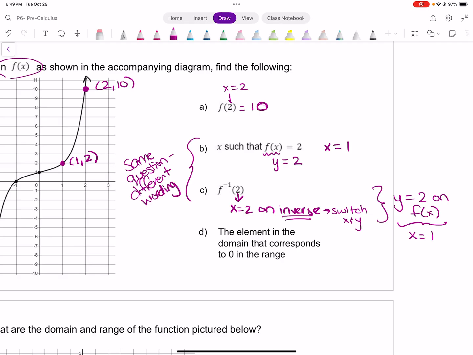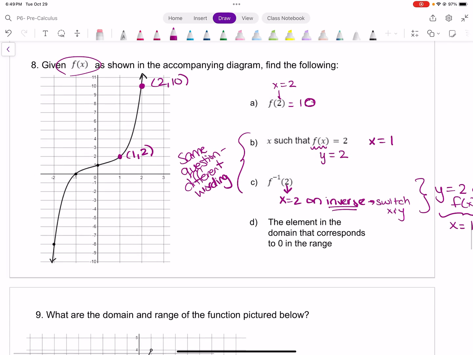Part D, we're going to find the element in the domain that corresponds to 0 in the range. So you're looking for the element in the domain. Remember, domain means x's. So you're looking to find the x that corresponds to 0 in the range. And remember, range means the y. So you're looking for the x when the y is 0. So here we have the point -1, 0. So x is -1 when y is 0.